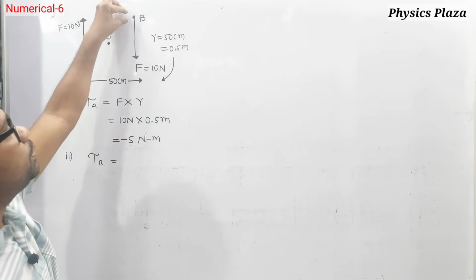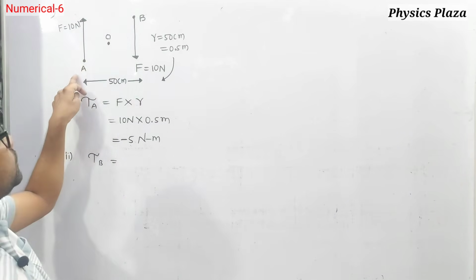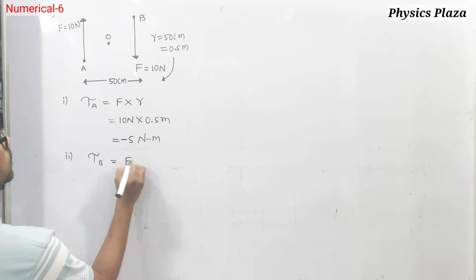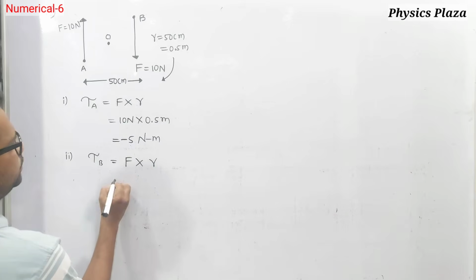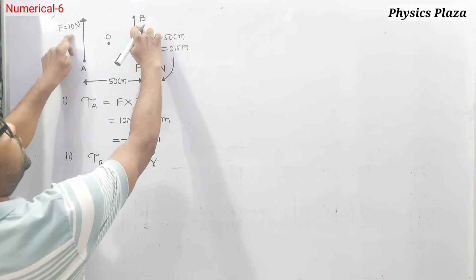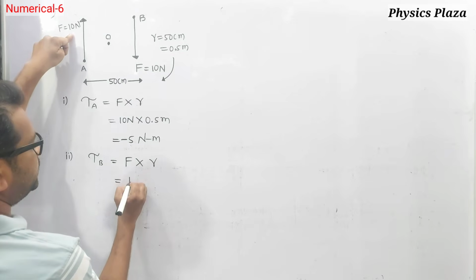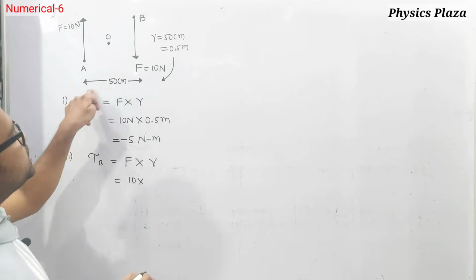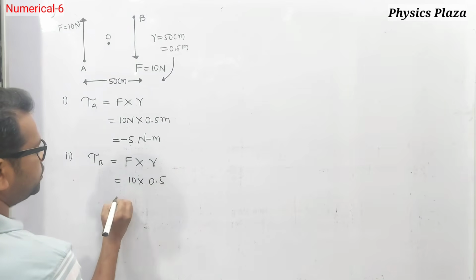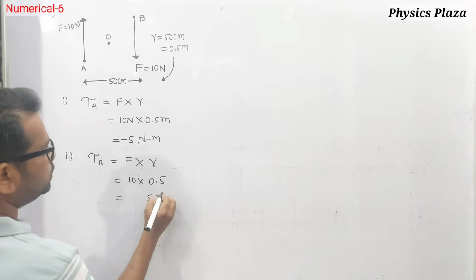Now, children, the moment of force about the point B. Now point B is going to be the pivot point. Let us see how this force is acting. So here, that is force into perpendicular distance, same thing. About this point B, children, what is the force acting here? 10 newtons. And the perpendicular distance is not going to change, same thing. That is 0.5 only. So this is going to be 5 Newton meter.